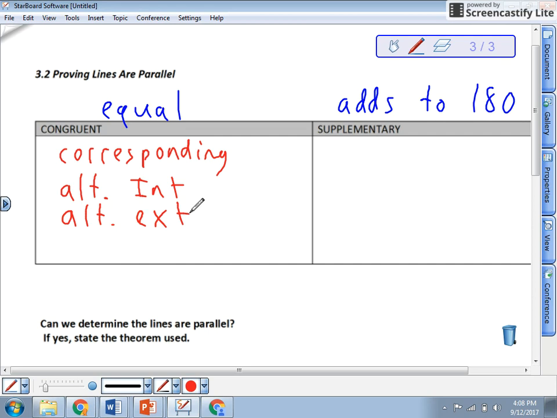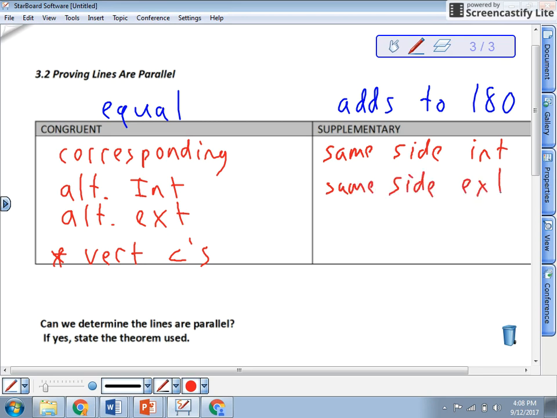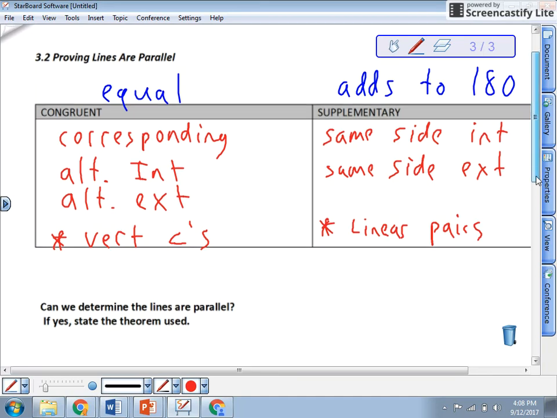And the other one I don't want you to forget about is vertical angles. They're also congruent, but again, you don't need a transversal for vertical angles. Then which ones are supplementary to prove that they're parallel? Well, that's anything same side. So same side interior, same side exterior. And then again, don't forget about linear pairs. So you'll notice in all of these problems, the angles are either going to be congruent to each other or supplementary to each other. Keep that in mind.